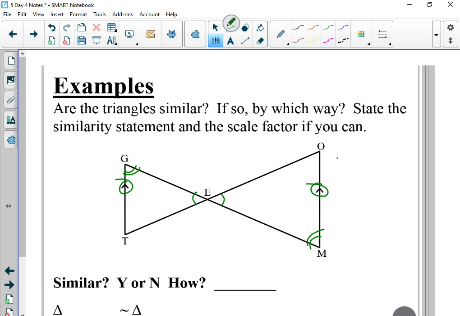Because remember, you can look at it this way. Here are your parallel lines. If I have a line go through like that, this angle is equal to that angle, alternate interior. They're in between the parallel lines, and they're on opposite sides of the transversal. If I draw another line through, I have this angle equal to that angle.